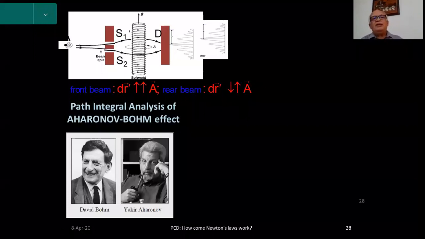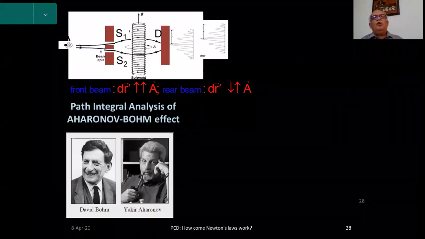Despite that, if you change the magnetic field, if you change the current, the interference pattern changes and it can shift from this pattern to this pattern, even when the magnetic field is zero. Now, this is a strange phenomenon, which is known as the quantum Aharonov-Bohm effect.